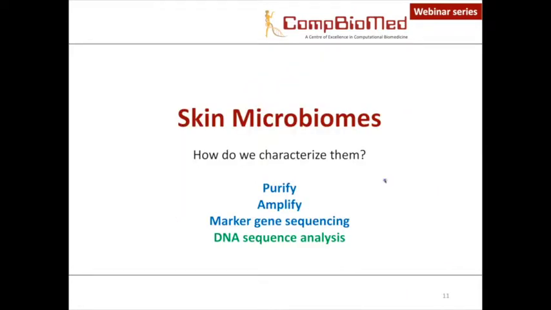Let's take a look at skin microbiomes and how we characterize them. We basically go through 4 steps, and I've talked about the technology that's involved in 2 of these. We have to obtain the sample and purify the genomic DNA from it. We then have to amplify it using PCR, or polymerase chain reaction, so that we can get enough material to sequence. We will be sequencing a marker gene, and we will be analyzing this marker gene result using supercomputers. So the first 3 steps here in blue are experimental, and the step in green is computational.